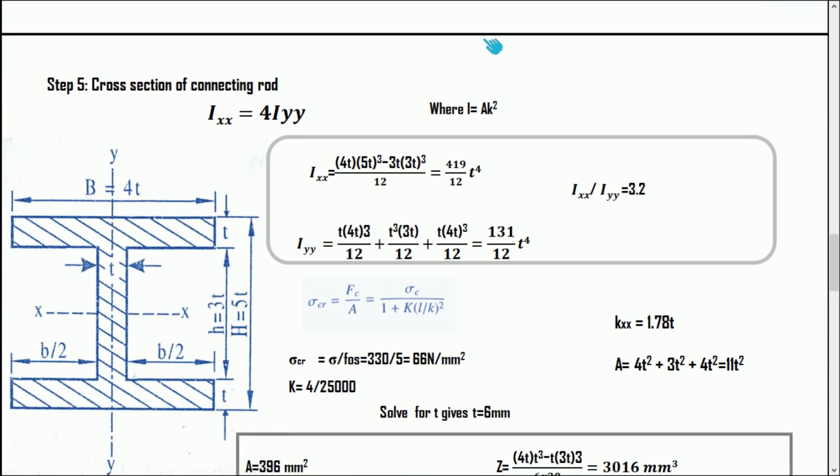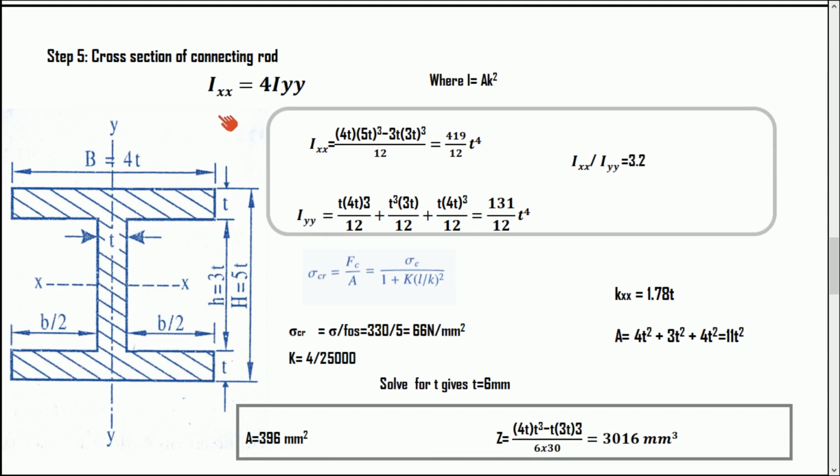Now comes step number 5, where we are supposed to calculate the value of Ixx and Iyy. Ixx is nothing but the moment of inertia about the x-axis. This is the x-axis. So to consider the moment of inertia about Ixx, we consider the equation of Ixx something like this.